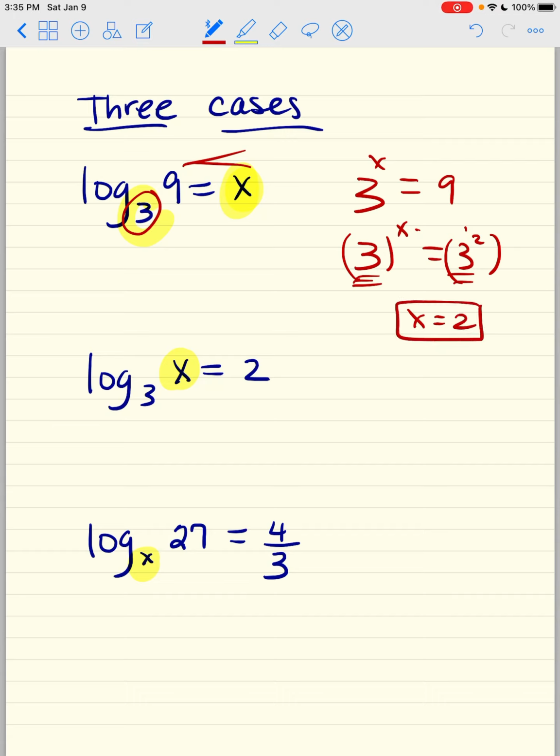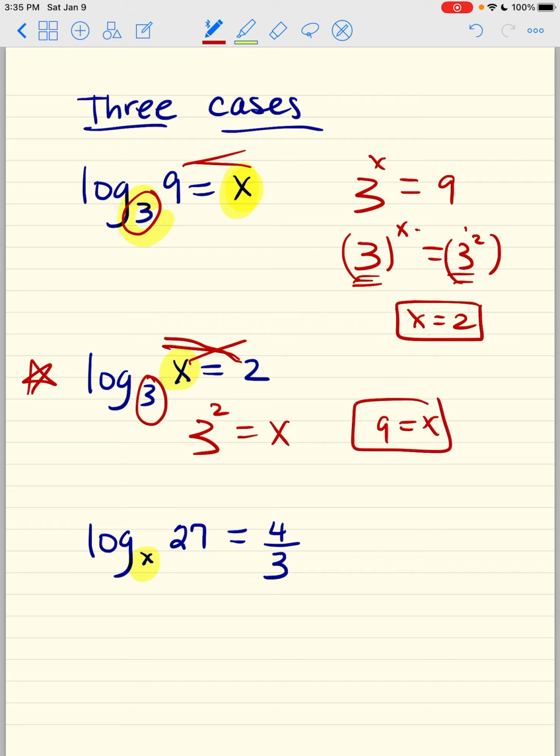You can never solve a log equation. Never. Let's get rid of log. How do we do that? We lift and shift. When we bring this over here, it becomes an exponent. 3 squared is 9. Let's do this third case where we're lifting and shifting.